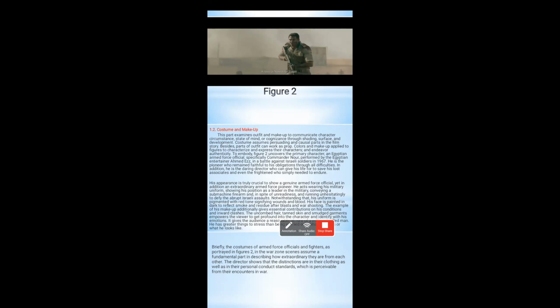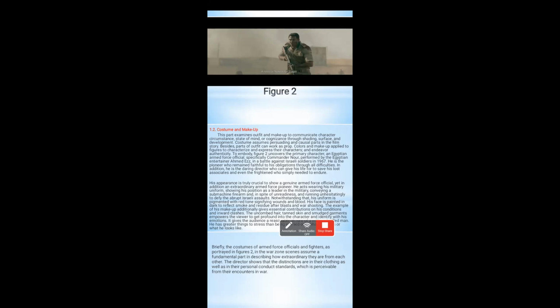In addition, he is the daring director who can give his life for the soldiers and for everybody else to save the country, and even the frightened who simply needed to endure.